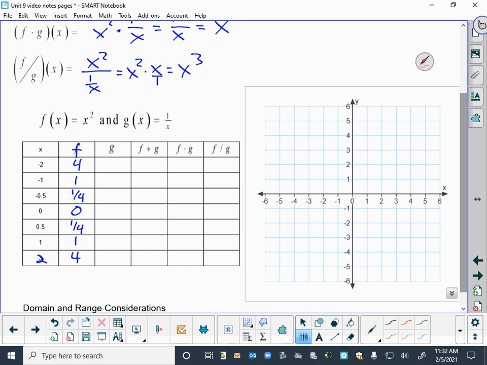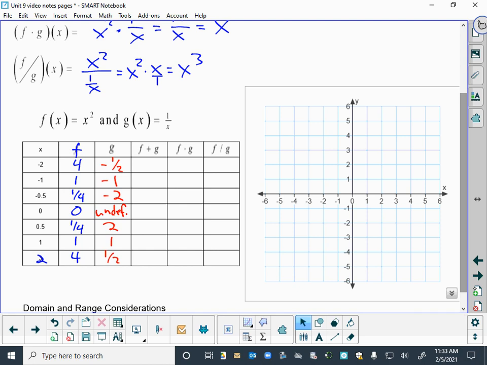G is 1 divided by x, so this is going to be a negative 1/2. This will be a negative 1. 1 divided by negative 1/2 is actually negative 2. 1 divided by 0 is undefined. We cannot do that. Okay. 1 divided by 1/2 is 2. 1 divided by 1 is 1. 1 divided by 2 is 1/2.